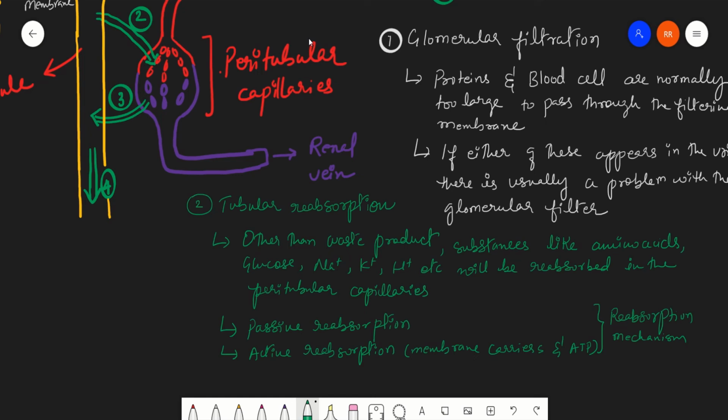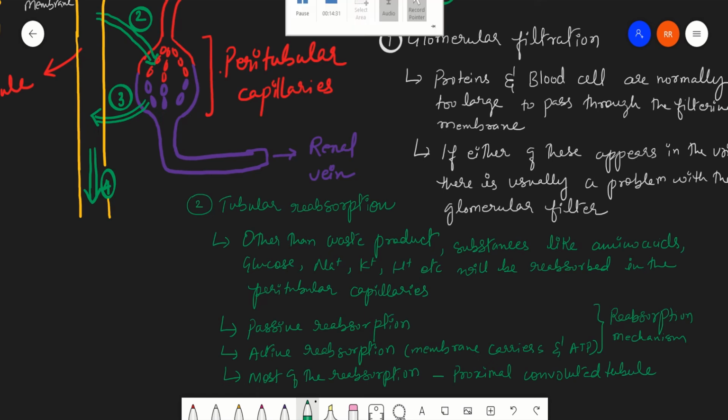Maximum reabsorption will take place in the proximal convoluted tubule. Most of the reabsorption will occur in the proximal convoluted tubule. So this is the process of tubular reabsorption.